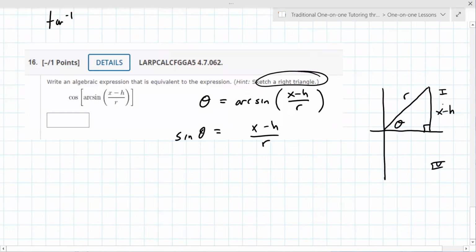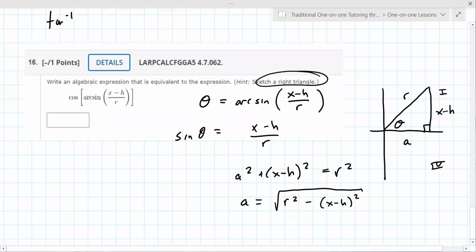So even though we don't do this very often, you can put an expression as the leg of a right triangle. And you generally need the other side. The other side is the hypotenuse squared minus this squared, square rooted. So again, it's a squared plus (x minus h) squared equals r squared, so a equals the square root of r squared minus (x minus h) squared. So you have to find this expression.